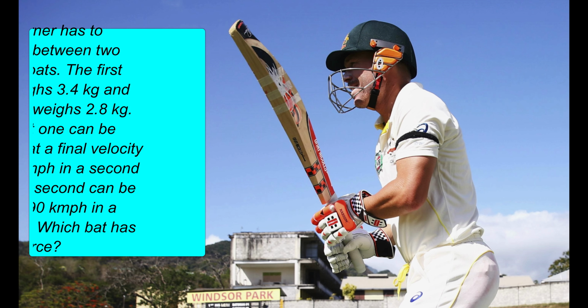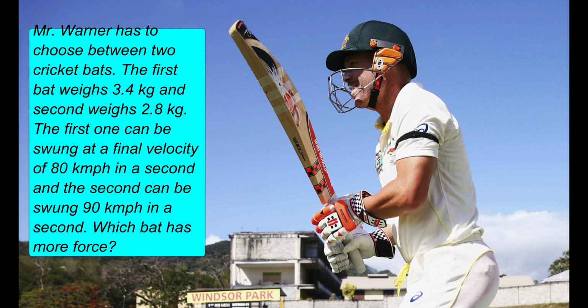Mr. Warner has to choose between two cricket bats. The first bat weighs 3.4 kgs and the second weighs 2.8. The first one can be swung at a final velocity of 80 kilometers an hour from a state of rest in a second, and the second one can be swung at 90 kilometers an hour from a state of rest in 1 second. Which one has a higher force?